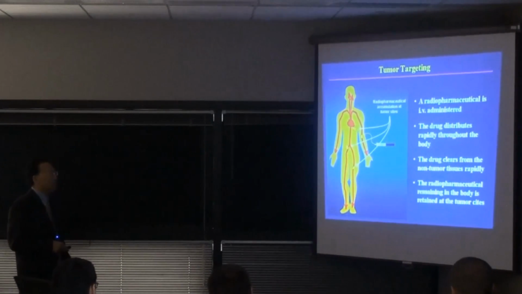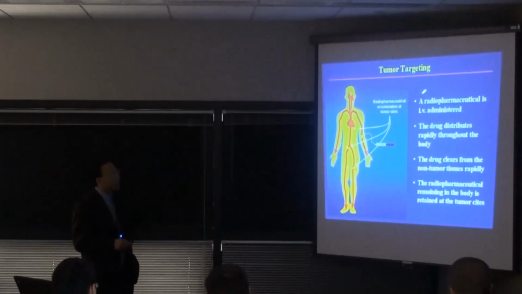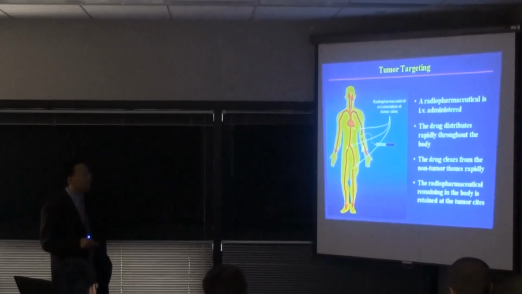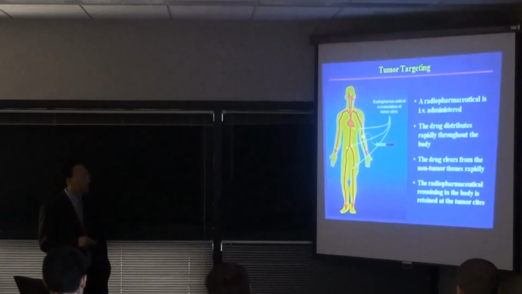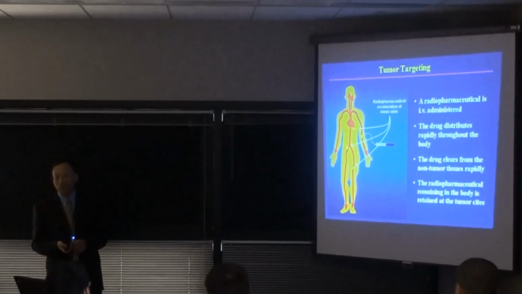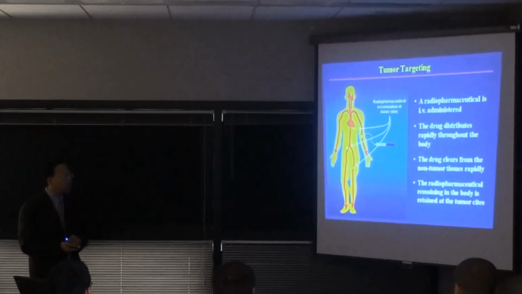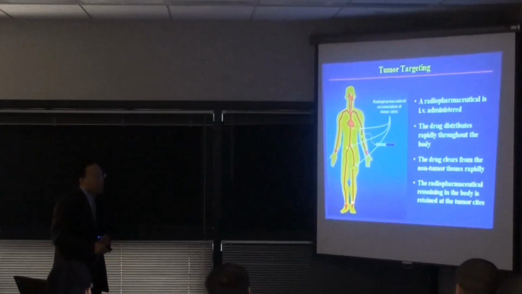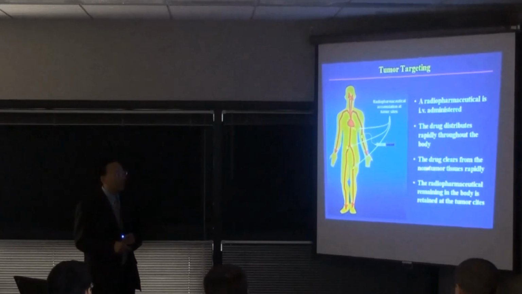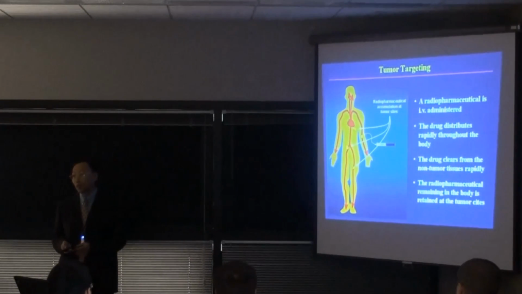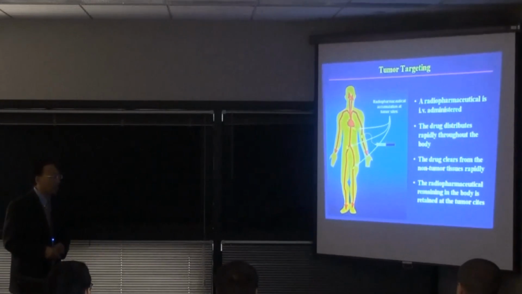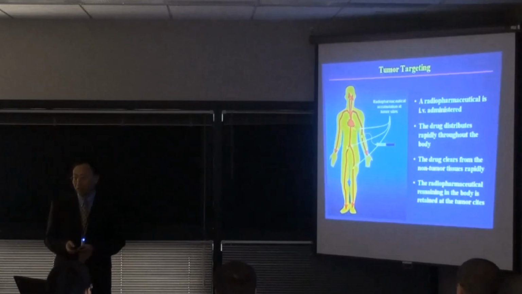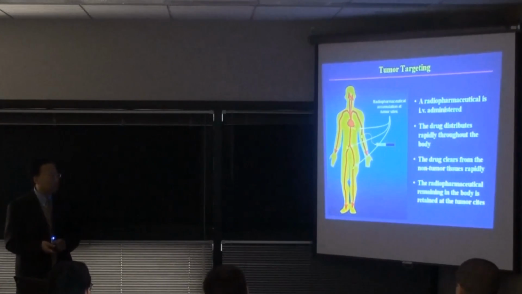This slide gives you an idea about how a radiopharmaceutical finds its targets and accumulates in the tumor sites in the body. You first inject a radiopharmaceutical into a patient through the vein. Through the blood circulation, the drug distributes throughout the body of the patient. As time goes on, the drug clears rapidly from the non-tumor tissue because there's no target available for it to bind. Eventually the radiopharmaceutical remaining in the body is retained in the tumor site because the peptide finds the receptor and binds there.